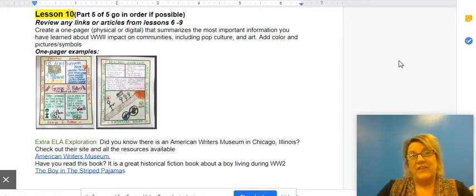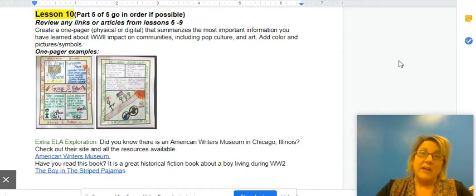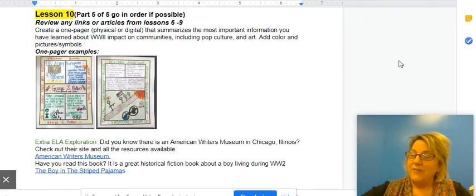Today, you're going to create a one-pager. It can be physical or digital, and it summarizes the most important information that you've learned about World War II and the impact on communities, including pop culture and art. Make sure that you add color and pictures and symbols. I do have some student examples from previous one-pagers just to remind you what you're going for.